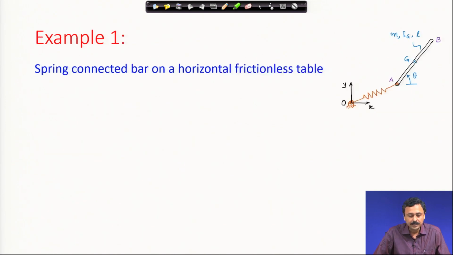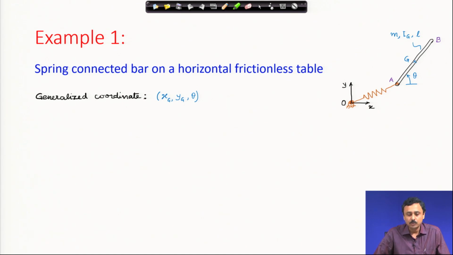The first example that I have is the spring connected bar on a horizontal frictionless table. You can see this bar of mass m, moment of inertia about the center of mass I g, and length L. I consider this coordinate system x y, which is located at the fixed point O of the horizontal table, and the end A of the bar is connected to the point O by a spring.